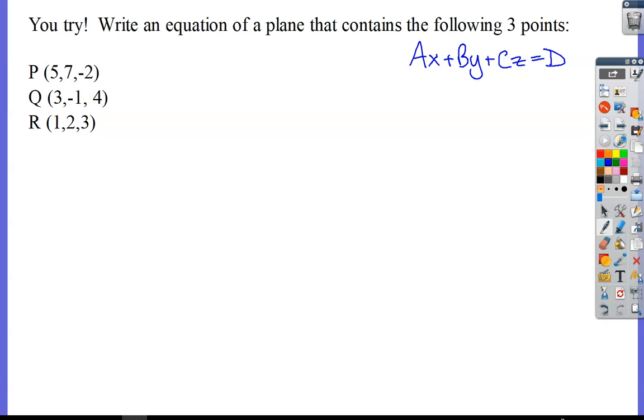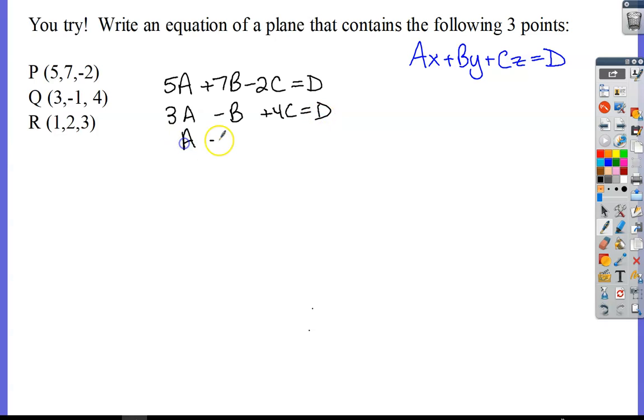Okay, so hopefully you've tried it. The first thing I need to do is make my 3 equations by plugging in the points. So I get 5a plus 7b minus 2c equals d. There's my first equation. 3a minus b plus 4c equals d. And a plus 2b plus 3c equals d. Take your time, and make sure first that you have those equations correct.